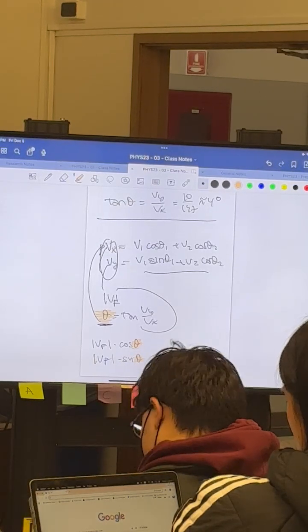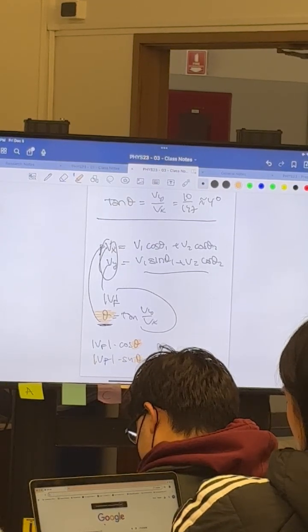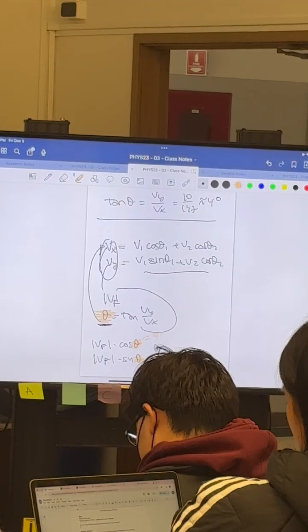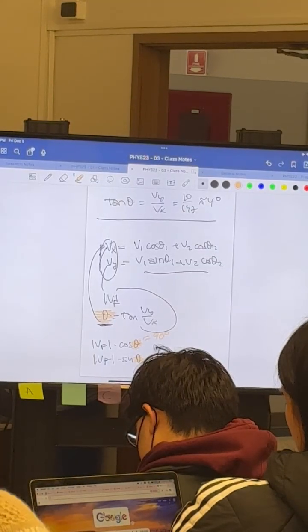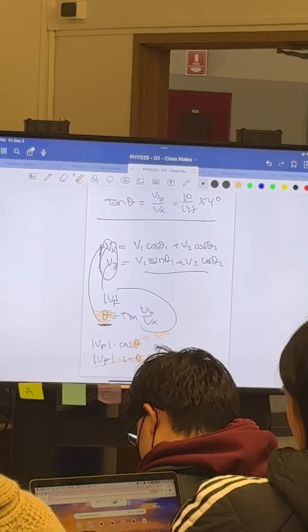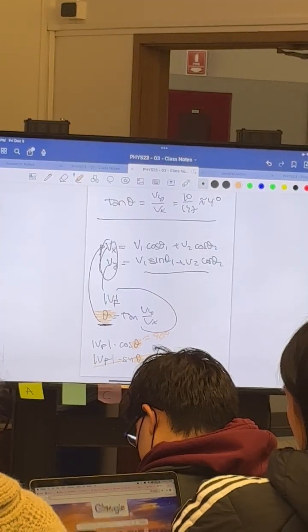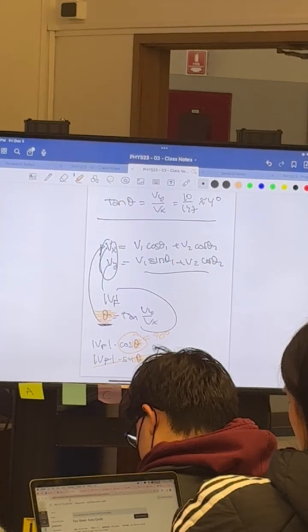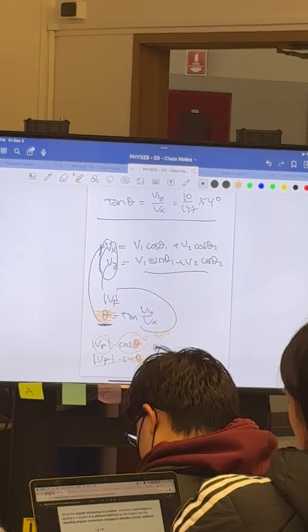In that particular midterm, it was easy because what they were saying is, imagine that you want to go straight north. Straight north means that this is 90, so the sine of 90 becomes 0, so that equation becomes 0. Because this is 0, you can then figure out the velocity you want to go.